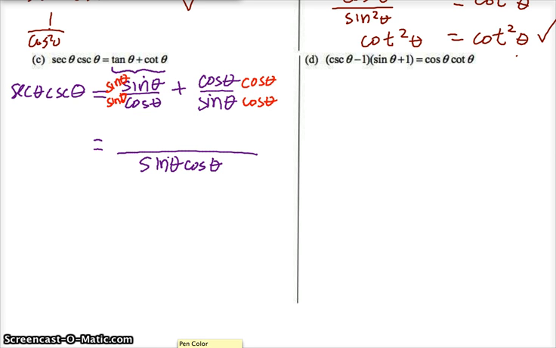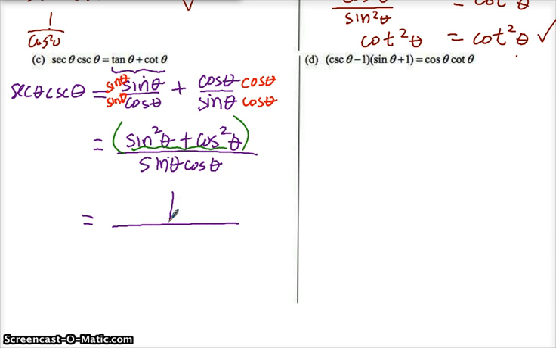So now my new numerator, well, sine times sine is sine squared theta, cosine times cosine is cosine squared theta, and hopefully, once again, your alarm bells are going off in your head, and you're saying, oh right, sine squared plus cosine squared, that's so awesome, because that simplifies so nicely, and it becomes a 1, right? And then I get 1 over sine and cosine.